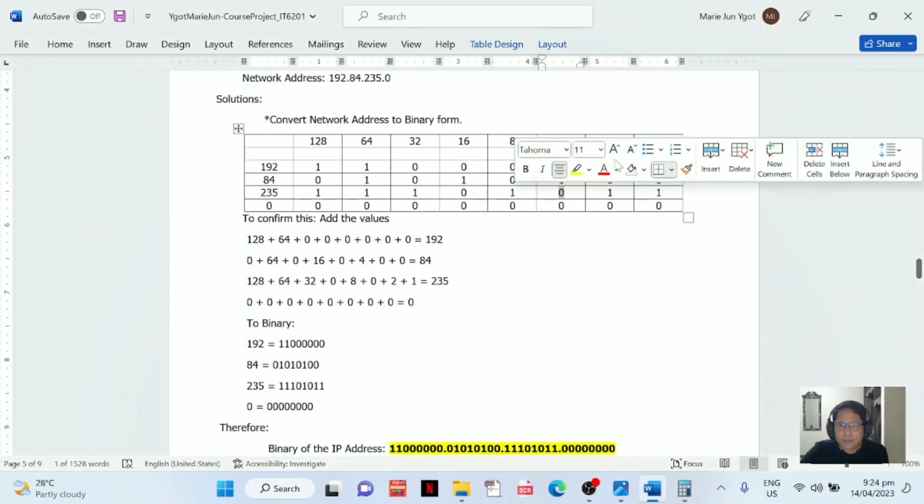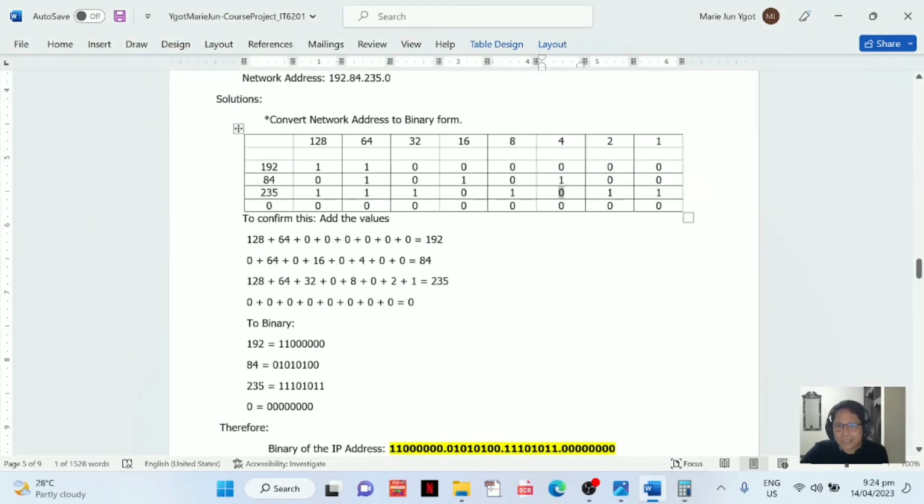This one. Can we use 2? Yes, because we need 3. So that's why we have 1 here. Can we use 1? Yes, because we need 1. Okay, so that's why we have 128 plus 64 plus 32 plus 8 plus 2 plus 1 is 235.